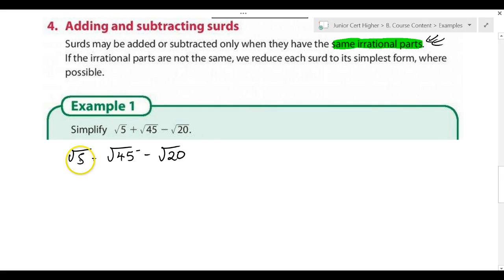If I look at root 5, the first term, I cannot simplify it, it's a prime number, so therefore its only factors are root 1 by root 5, which doesn't help me in any way. However, if I look at root 45, I can simplify that into its lowest terms, and I can also simplify root 20. So first we express each.